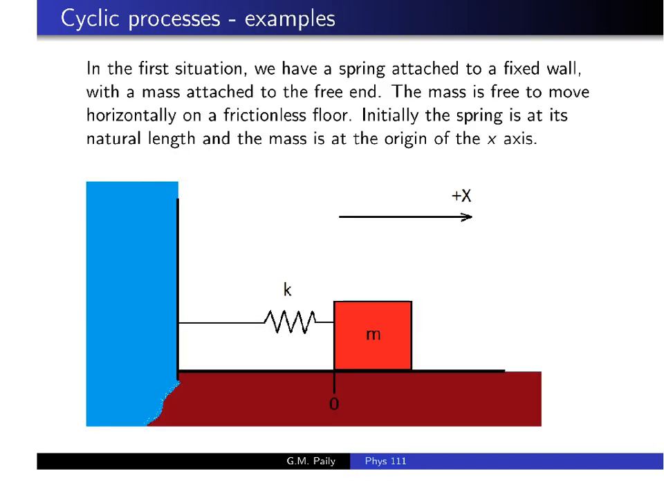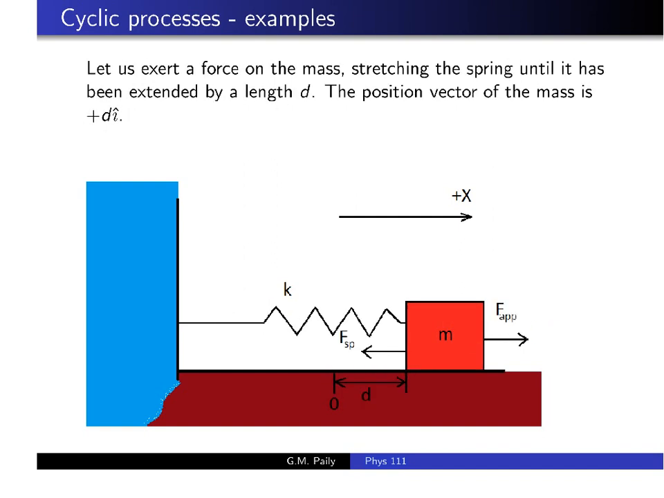So let's say we have a mass, m, attached to a spring of spring constant k. It is on a frictionless floor and the spring is attached to a wall. Initially, the spring is at its natural length, so it's neither stretched nor compressed. And in this position, the mass is at the origin.